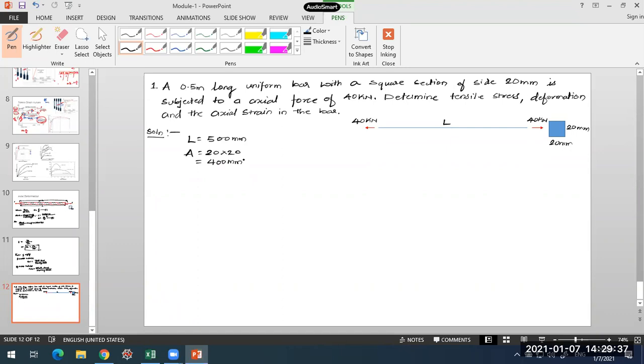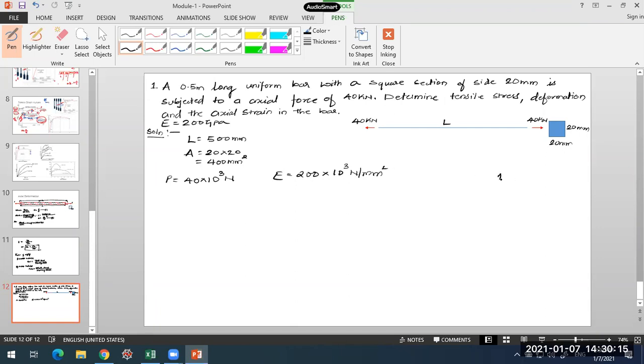So that is the cross-sectional area, 400 mm square. Then the load applied is 40 kilonewton, that is 40 into 10 raised to 3 newtons. Along with this, what is told to us is the modulus of elasticity, which is given here as 200 GPa. So 40 kilonewton, and E is 200 into 10 raised to 3 Newton per mm square.